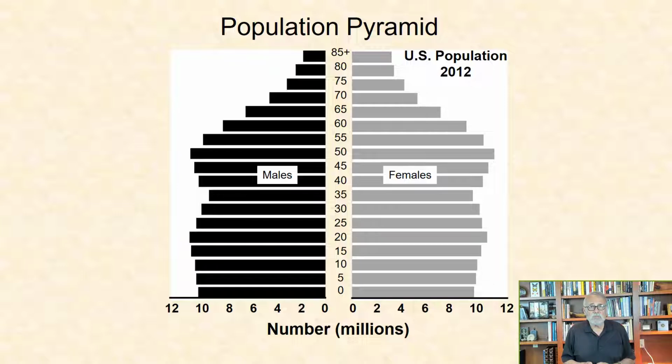Here is an age pyramid depicted as a set of horizontal bar graphs with number on the x-axis, age on the vertical or y-axis, and the number of males and females on the left and right, respectively.